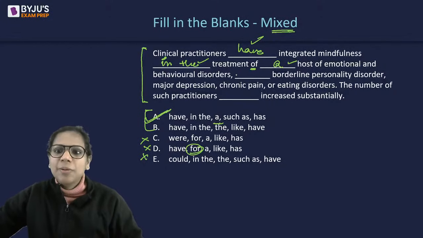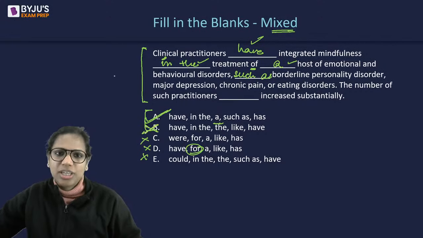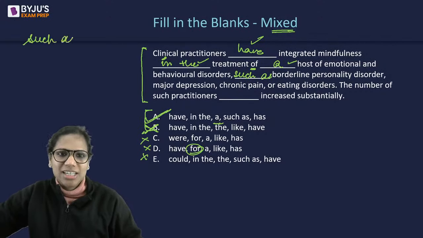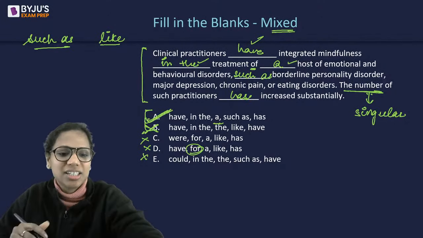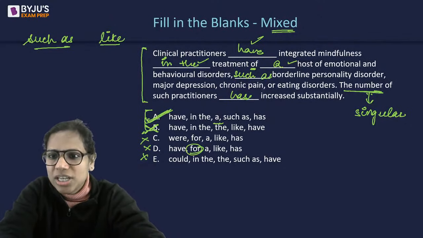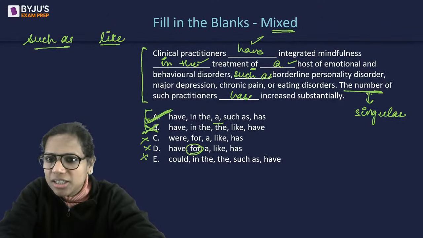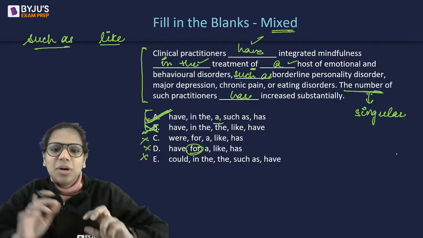But let's see. This will be such as, and not like. Okay, we'll see the difference between such as and like. A good and important difference. The number, subject verb agreement concept. When we say the number, it is singular. When we say a number, it is plural. So the number of such practitioners has increased substantially. A was the answer. Good. Those of you who marked A: Jaisuman, Amrit, Anushka, Tarun, Aditya, yeah, just 4 to 5 of you marked A.